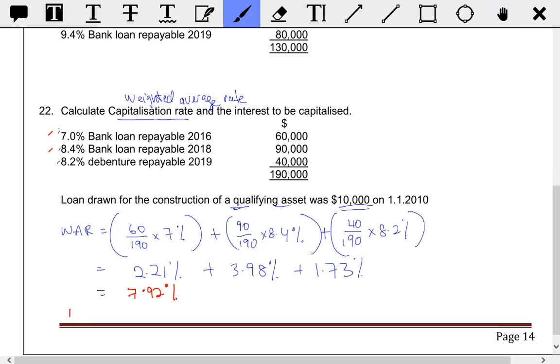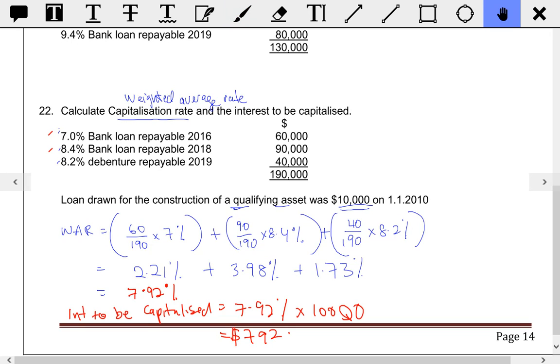What is my interest? Interest to be capitalized: 7.92 times 10 is 792. So the asset is the cost plus the finance cost which is capitalized, 792. 10,792 is the asset value. I'm going to depreciate based on this 10,792.